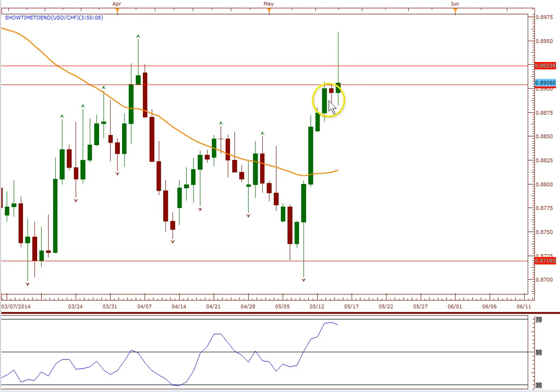We can't make any assumptions that this is going to be a long pin bar. I mean, really it looks like it is, but we want to wait and see because a lot of things can happen with the market.